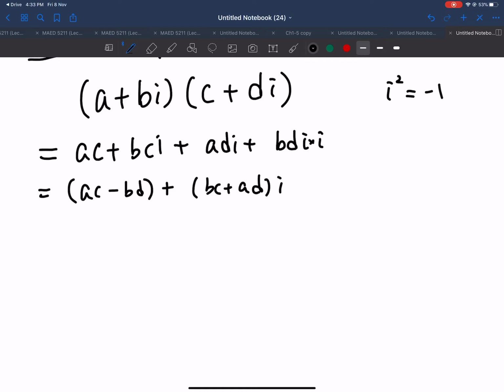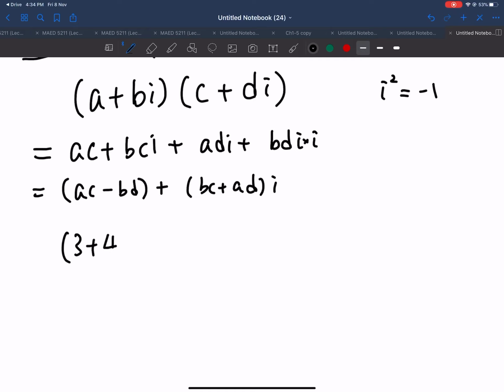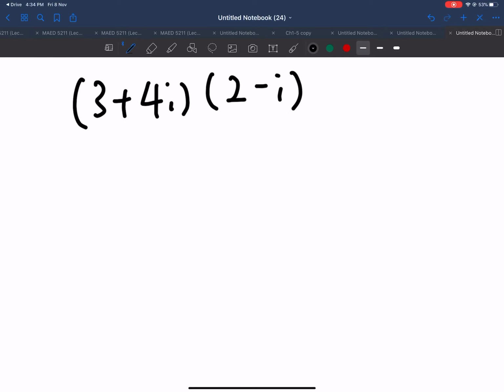i times i is negative 1, okay? i times i is i squared, so it's negative one. Yeah, that's good. Let's do an example by yourself. Don't use the general formula above. Do it by yourself, okay? Just ignore the general formula.